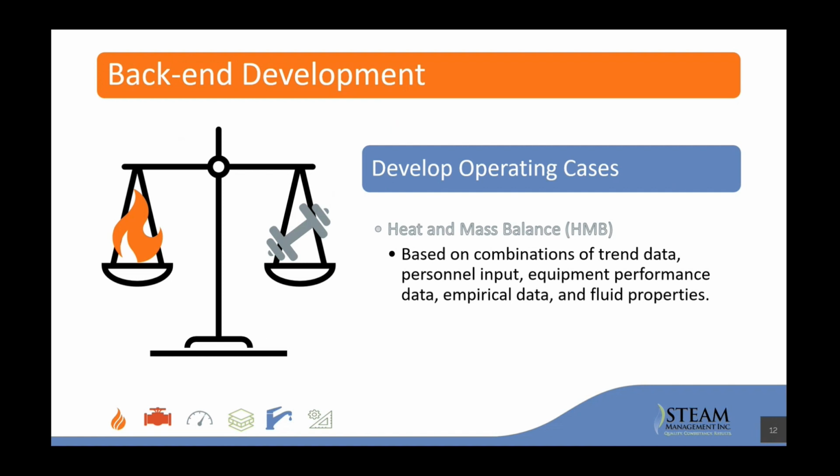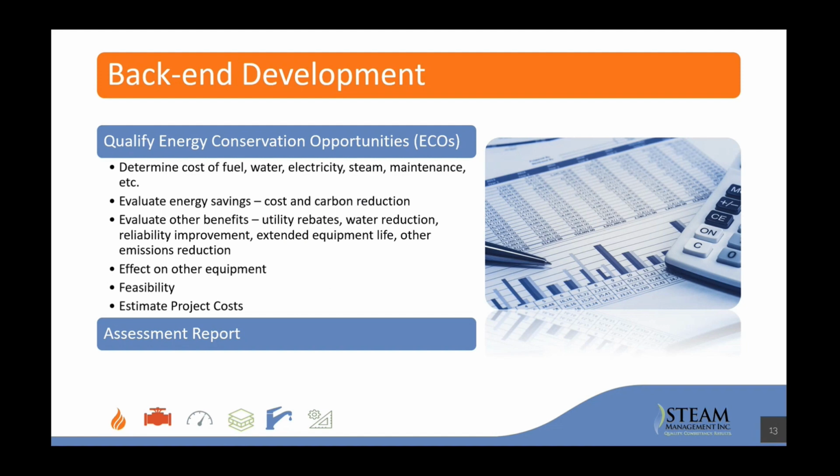Back-end development. So a big thing for steam systems is developing that heat and mass balance. We'll go through this in some more detail a little later. You want to qualify all the opportunities that were found. So basically, this is where you're determining the savings, evaluating any other benefits that there might be from implementing those opportunities. What is the effect on the other equipment? And what's the feasibility of the project, and what do you think the cost of the project will be?